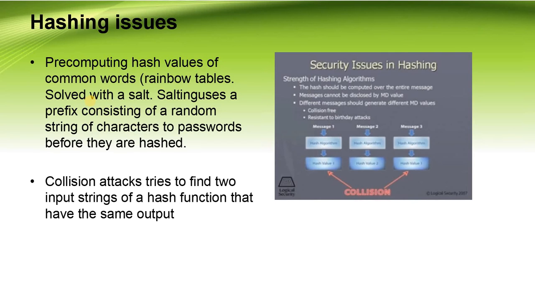Hashing issues: pre-computing hash values of common words. Example: rainbow table. You can use the website CrackStation, which is one of the best websites. You can use it to crack a hash. Collision attacks try to find two input strings of a hash function that have the same output.